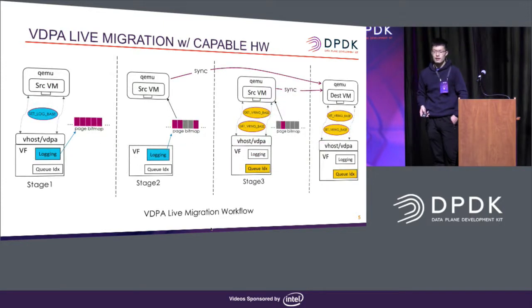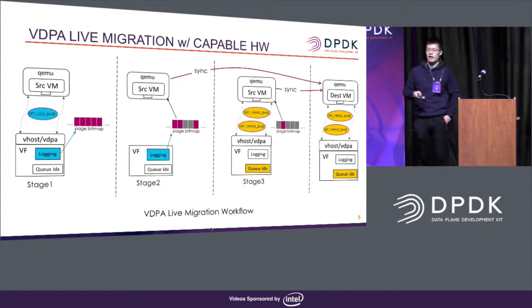Let's see how vDPA supports live migration and what the workflow is like. When the user issues a migrate command, the hypervisor, let's say QEMU, will create a piece of log memory and use this log memory as a page bitmap for each of the guest pages. At the beginning, QEMU will mark all the guest pages as dirty in the page bitmap, and then QEMU will share the log memory to the vhost.